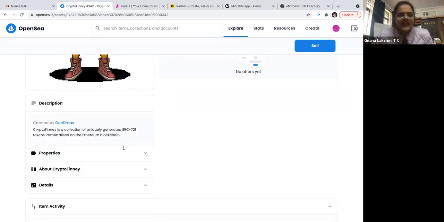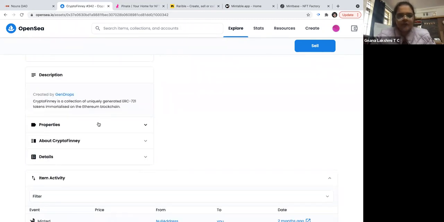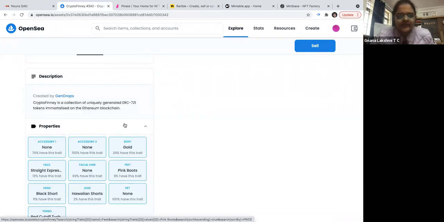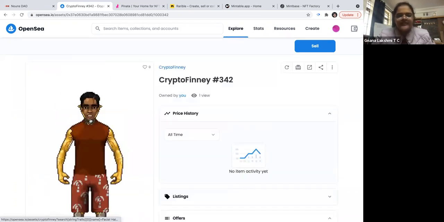So this is again generated mathematically. You can see the properties of the crypto finny, right? Like the feet, this crypto finny has pink boots, it has a gold body, it has Hawaiian shorts, and you can see some properties. What they have done is they have randomly generated these properties using some mathematics behind it. And you can see there were a bunch of crypto finnies. I think there were over 10,000 or so. I own number 342 and another number, right?